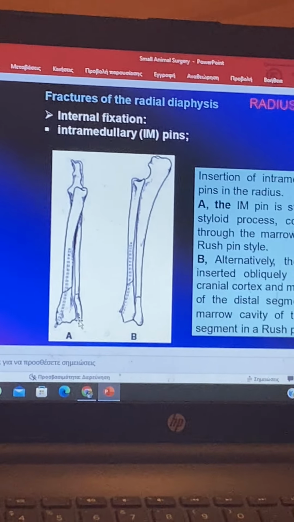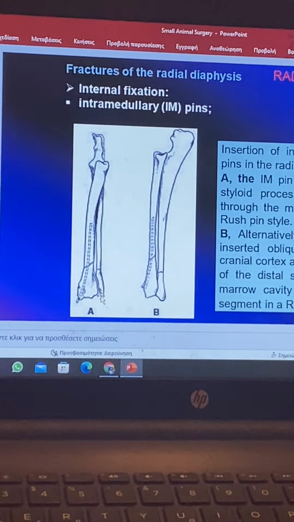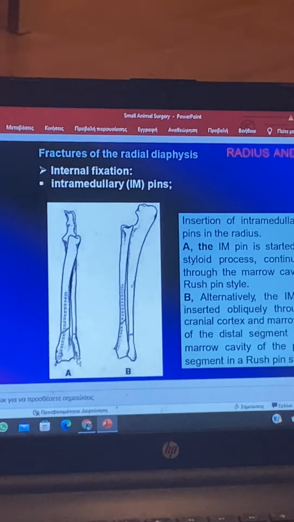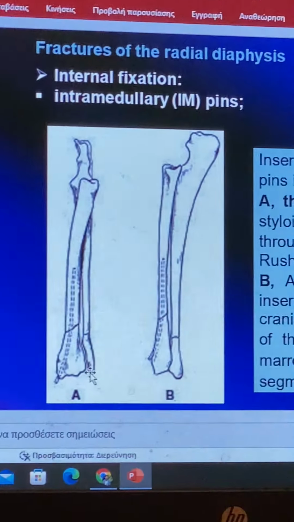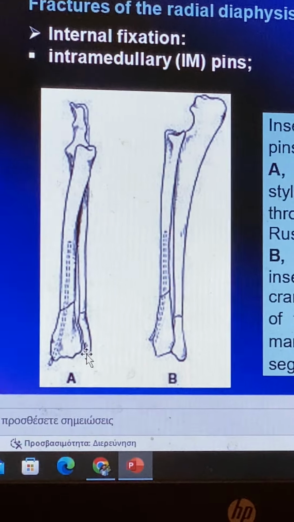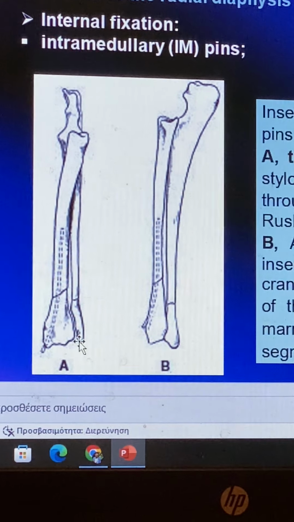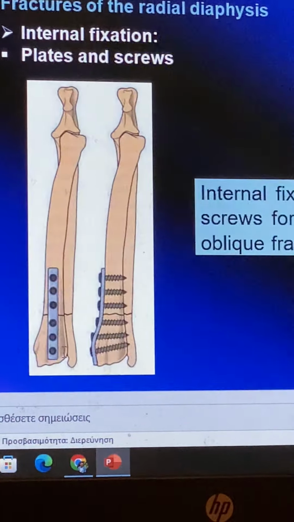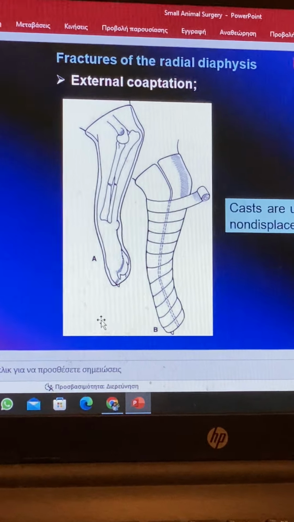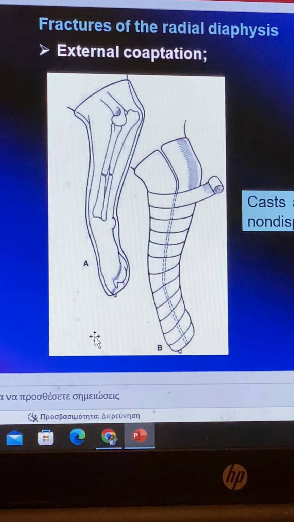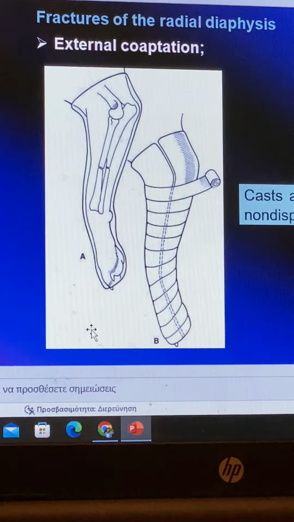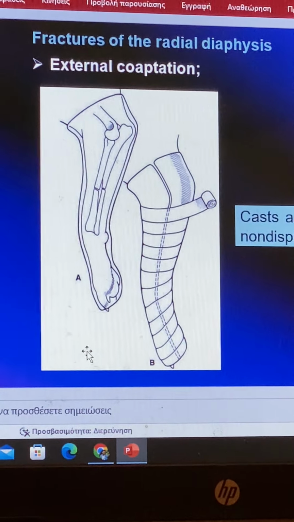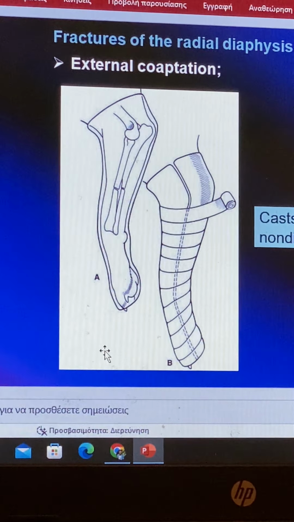Now in case of diaphysis fractures, we have many options. We have pictures, I think, for that. Yes, so we can have IM pins, internal IM pins, and internal fixation also. We can also have external coaptation. Yes, this is the external coaptation. Coaptation means immobilizing with a cast or something. And that is for non-displaced radius and ulna fractures. That is when we have an easy fracture without a lot of movement, so not a serious one.